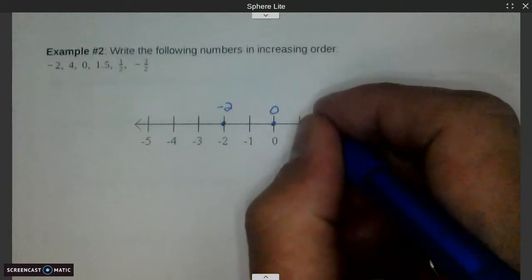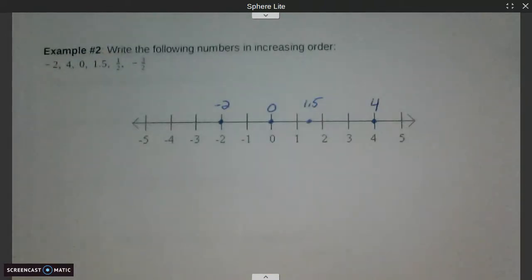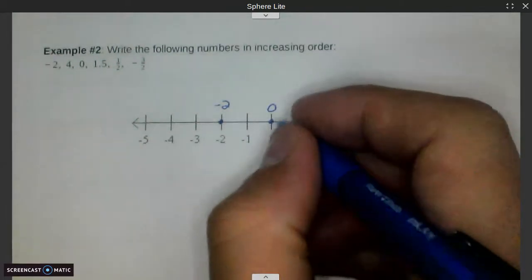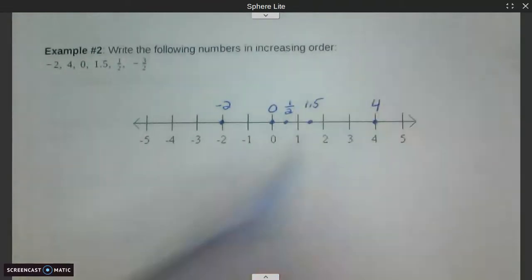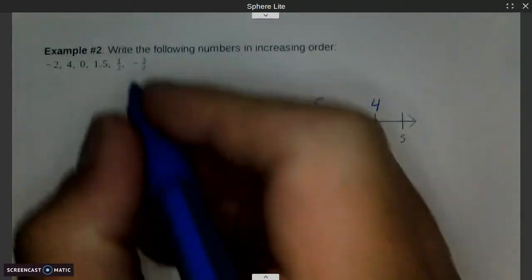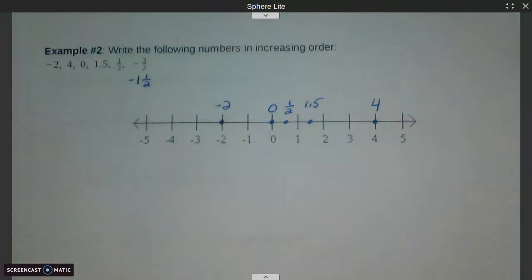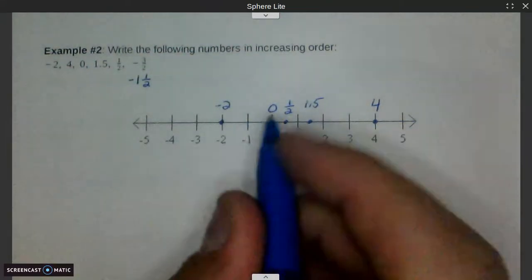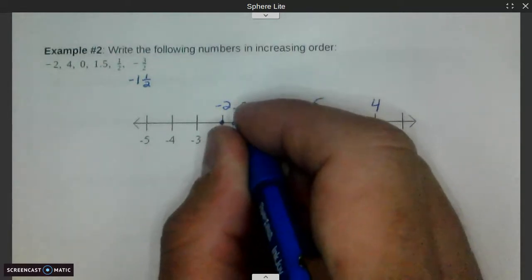1.5 is right there. 1/2 is right here. And negative 3/2, which is also equivalent to negative 1 and 1/2 as a mixed number. So negative 1 and 1/2 is right here, and we want to label it as negative 3/2.